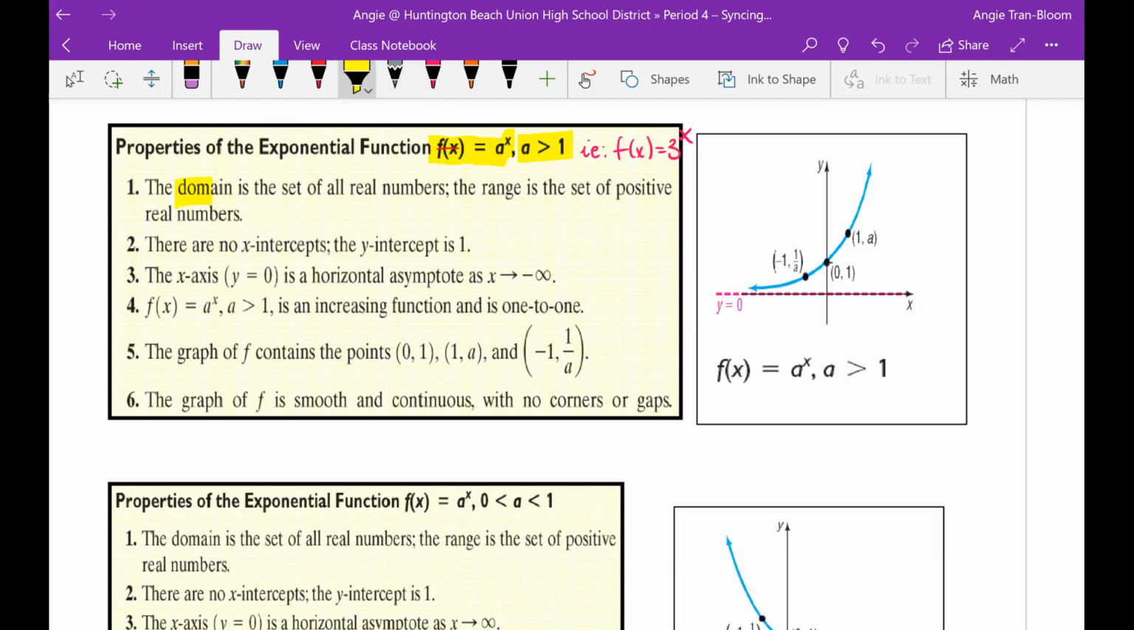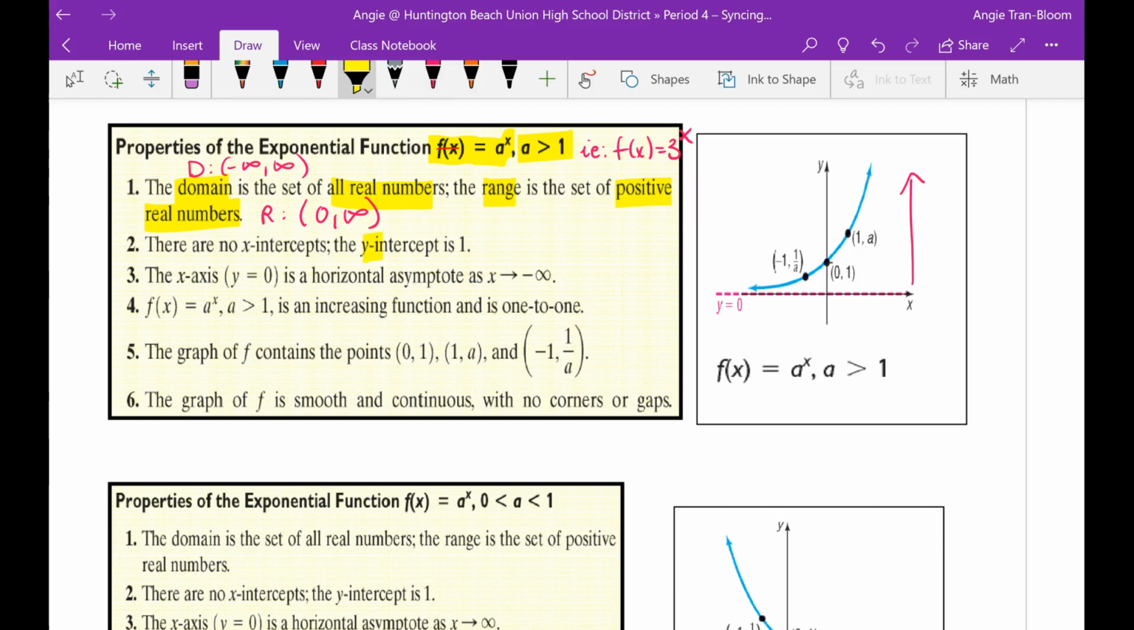The domain is all real numbers, the set of all real numbers. The range is the set of positive real numbers. What does that mean? How do we write that? The domain is going to be from negative infinity to infinity. The range is going to be positive, so it's going to be from 0, not including 0, all the way to infinity, because it needs to be positive. Look at this picture: the range is just from 0 and up, not including 0.